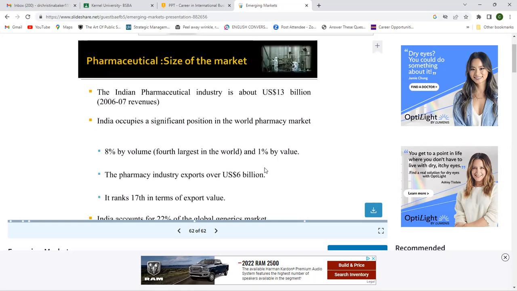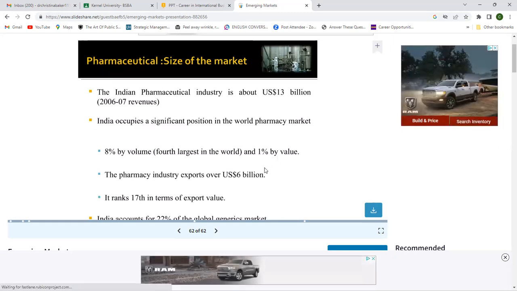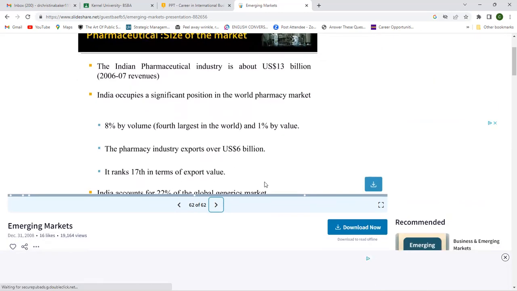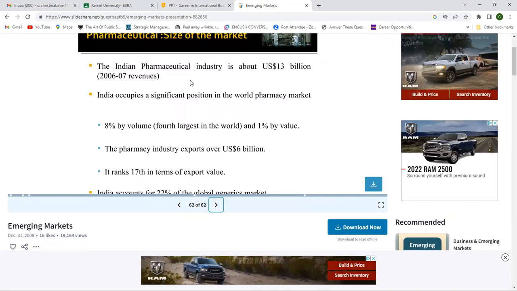The Indian pharmaceutical industry is an example here. It is about US 13 billion in 2006 to 7 revenues. India occupies a significant position in the world's pharmaceutical market: 8% by volume, the 4th largest in the world, and 1% by value. The pharmaceutical industry exports about 6 billion, and it ranks about 17th in terms of export value. India accounts for a significant share of the global generics market.